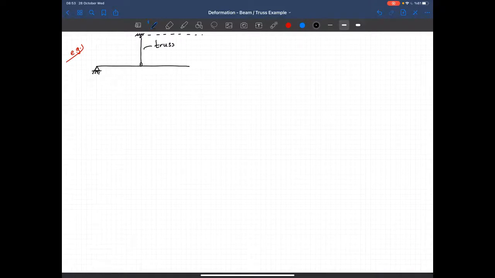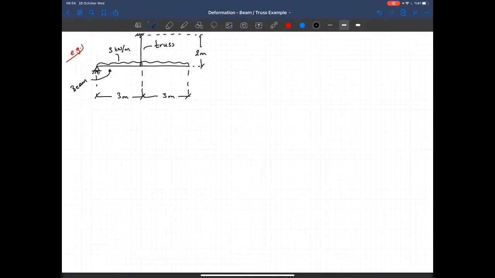The length of the truss is 2 meters and the length of the beam is 3 meters. And this one is also 3 meters. So the total length is 6 meters. I have a uniformly distributed load on this beam whose magnitude is 3 kilonewton per meter. And let's put a note that that's a beam.